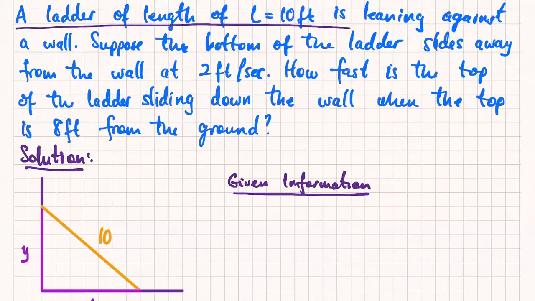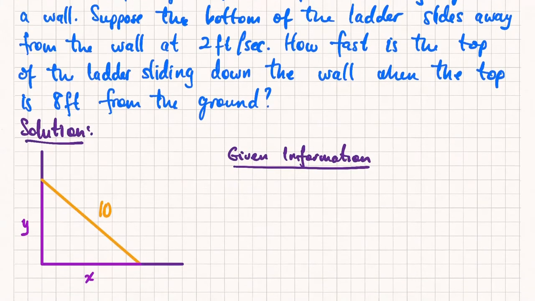The first sentence says a ladder of length 10 feet is leaning against the wall. Is that piece of information already built into the problem? Yes, it's already in my diagram. I don't need that piece of information anymore, so let's skip it.